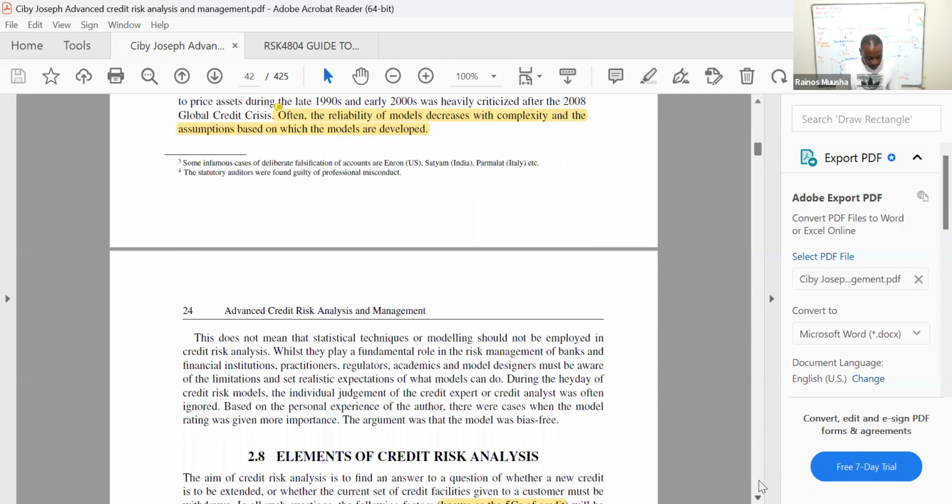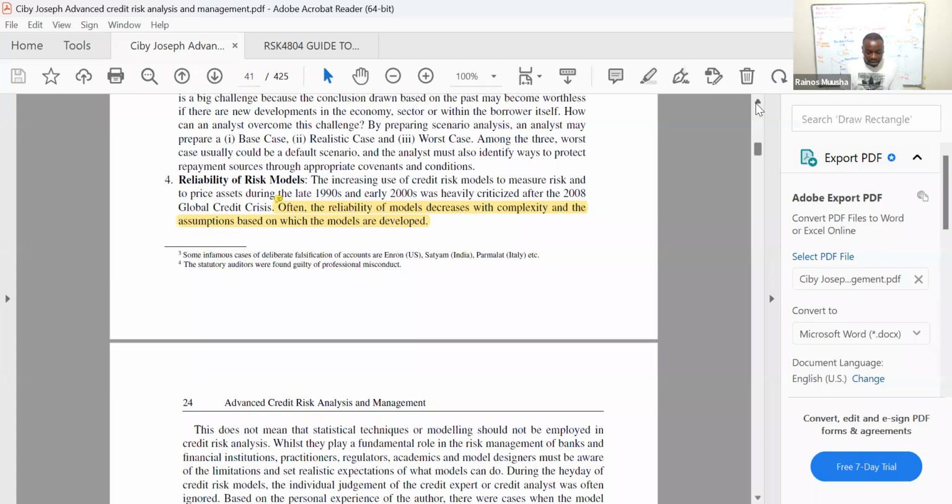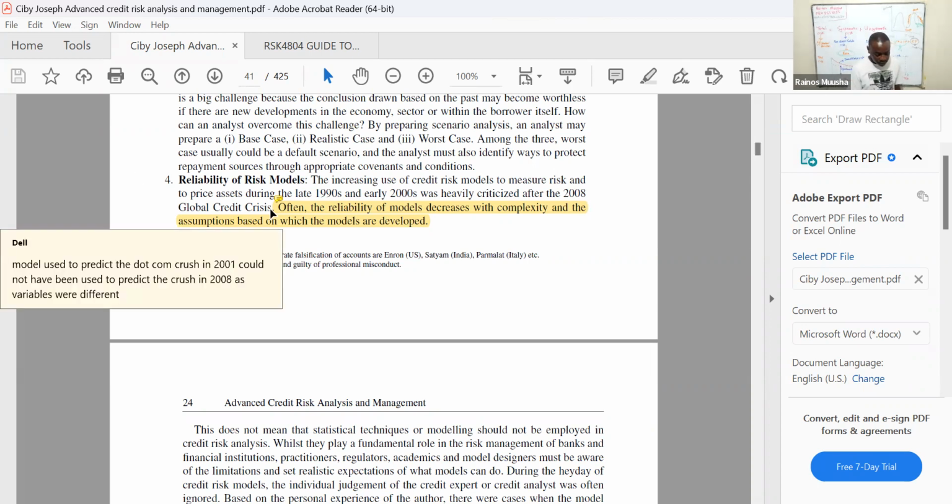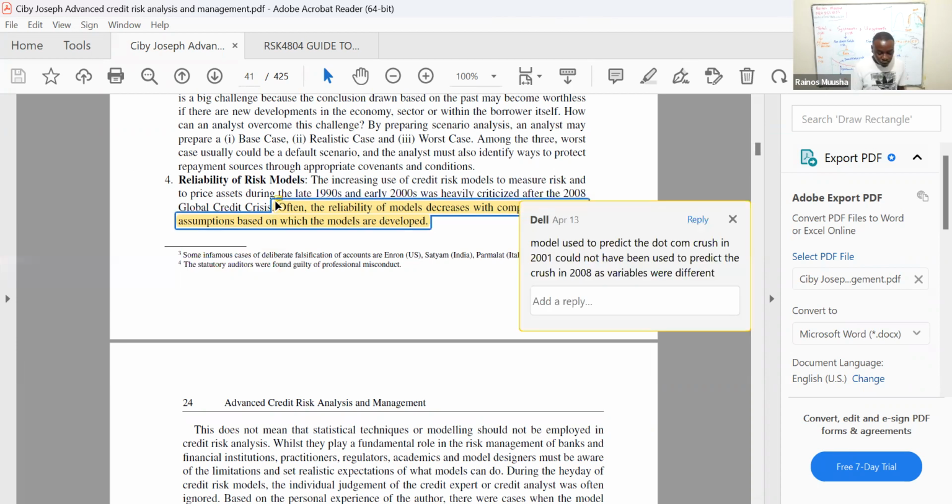The fourth one is reliability of risk models. And here they say the increasing use of credit risk models to measure risk and to price assets during the late 90s and the 2000s was heavily criticized after the 2008 global credit crisis. Often, the reliability of models decreases with complexity, and the assumptions on which the models are developed. So some of the models are not necessarily going to be reliable in trying to assess the risk exposure going into the future.